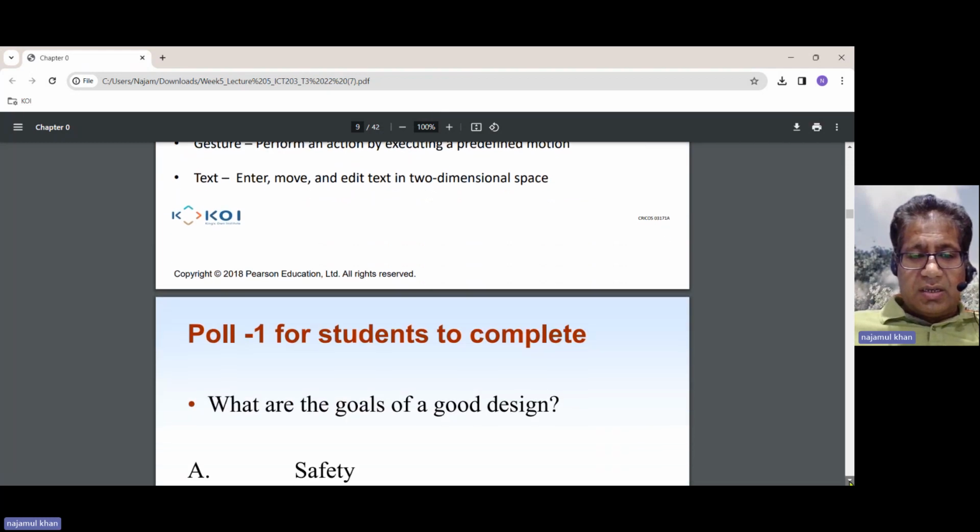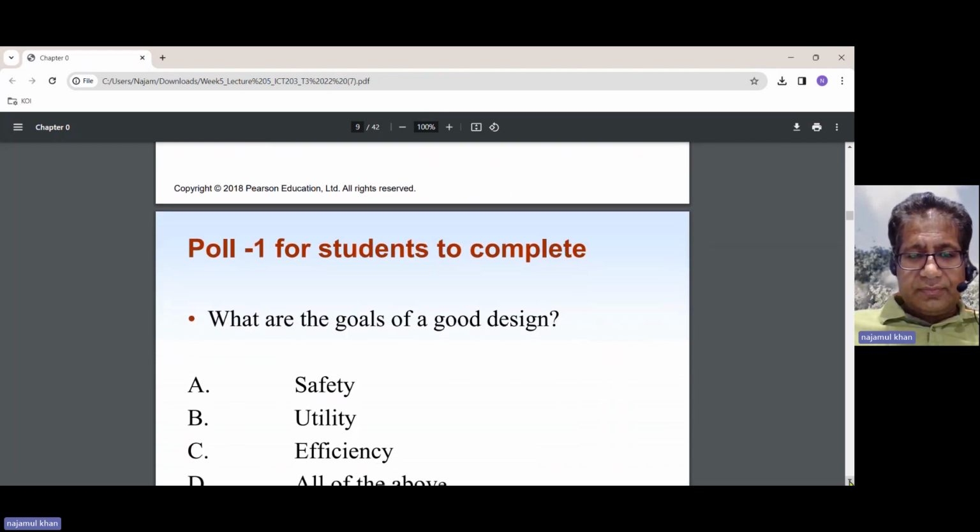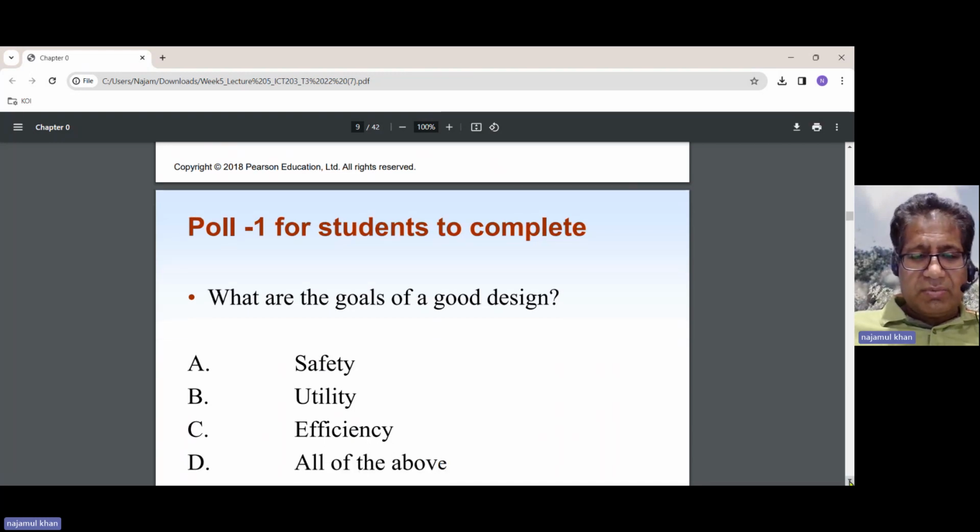Okay, let's look at some of the polls here, some polls for students to complete. What are the goals of a good design? I will say probably all of the above, which is a simple choice here. All of the above is really a good choice here, I will say. Okay, now can we move on to the next slide here?